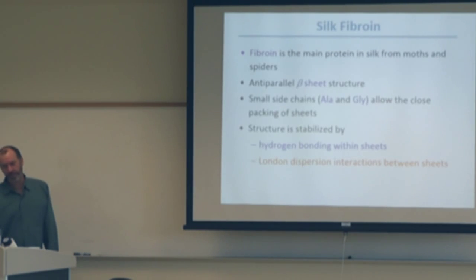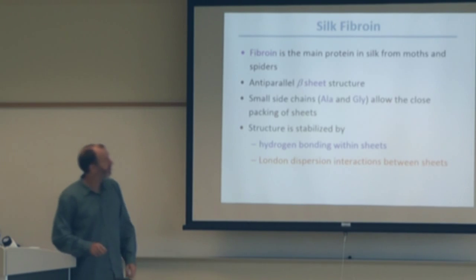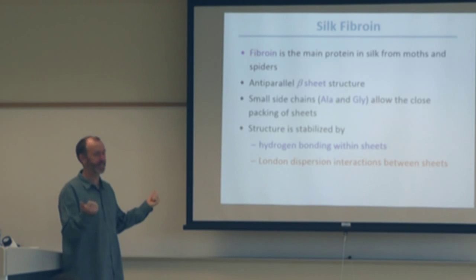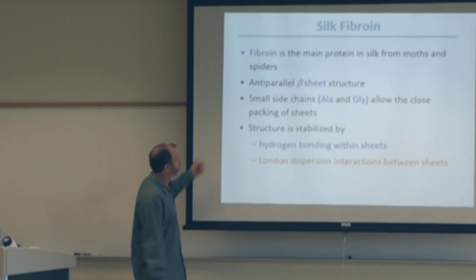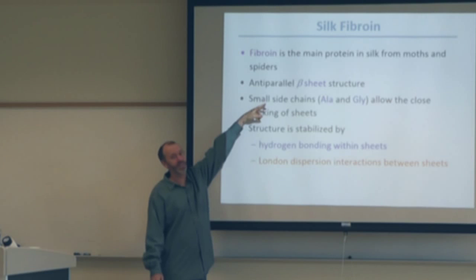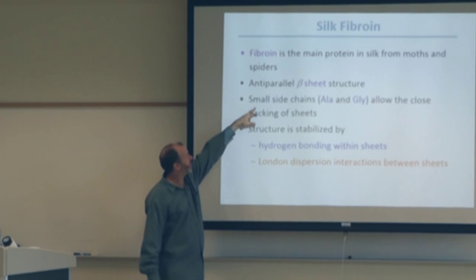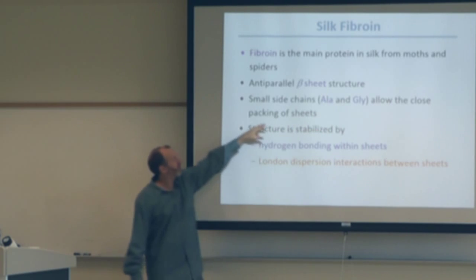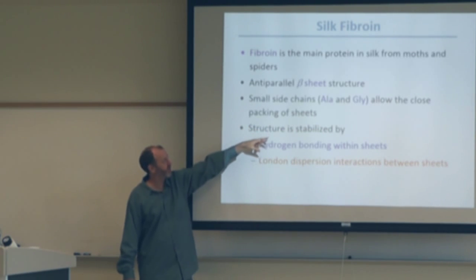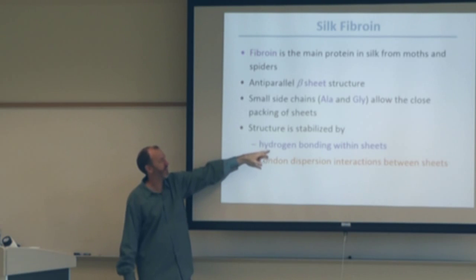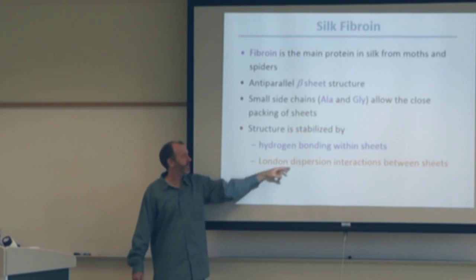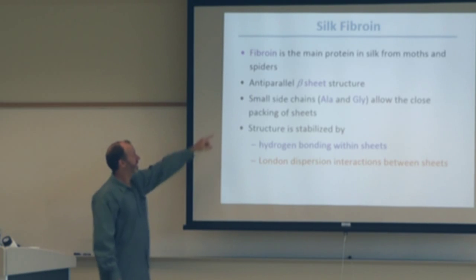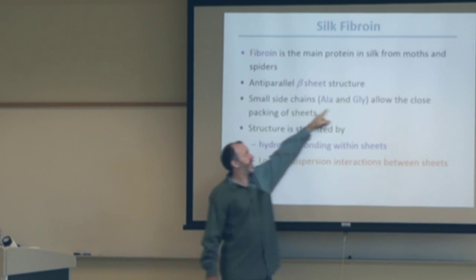Silk fibroin is the main protein in silk for moths and spiders. And you know spider silk is super strong. It gets that strength from its structure, which is an anti-parallel beta sheet structure. So you can think of this as the beta keratin. Small side chains of alanine and glycine allow the close packing of sheets, and the structure is stabilized by the hydrogen bonding within the sheets, and then London dispersion interactions between the sheets. So you have small side chains of alanine and glycine.